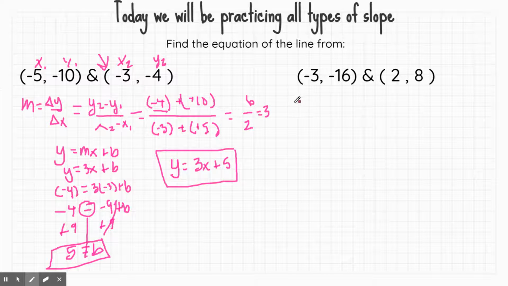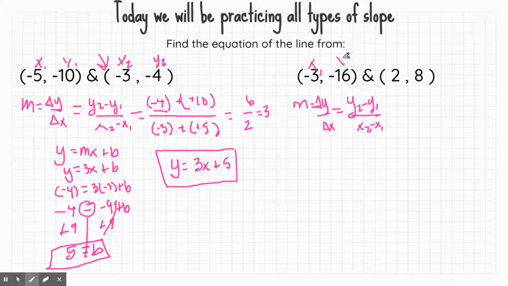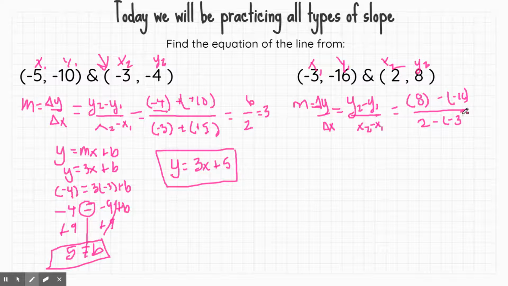Remember the formula for our slope is m equals the change in y over the change in x. In other words, rise over run. And we know that means y2 minus y1 all over x2 minus x1. So this is our x1, this is our y1, this is our x2, this is our y2. All right, so let's plug that in. That's going to be 8 minus -16 all over 2 minus -3.